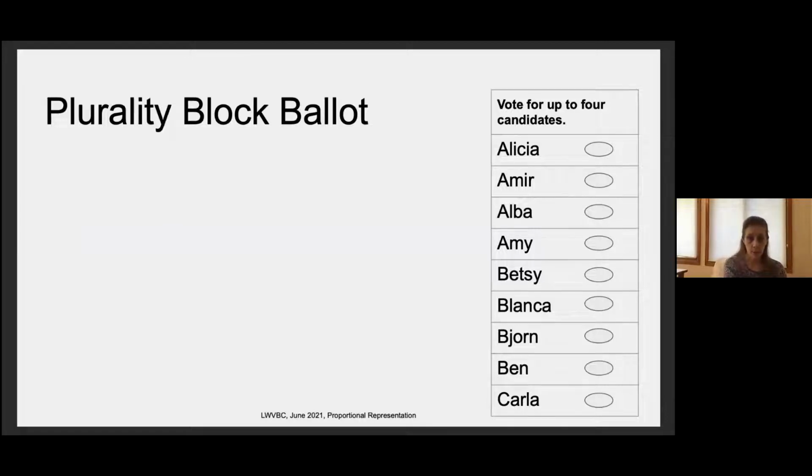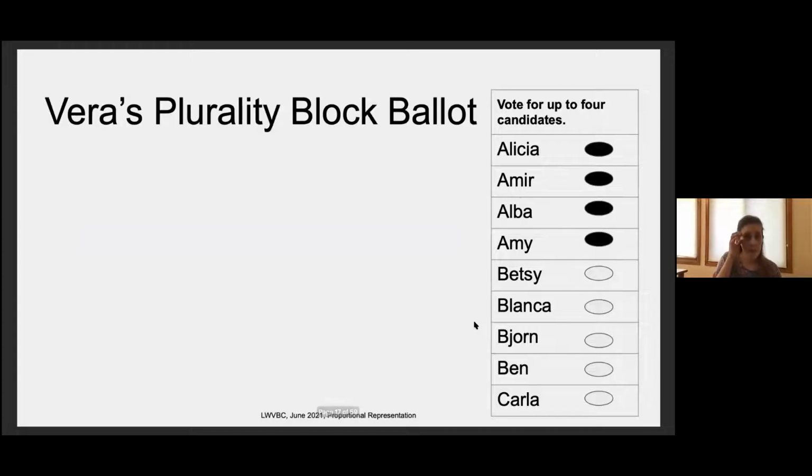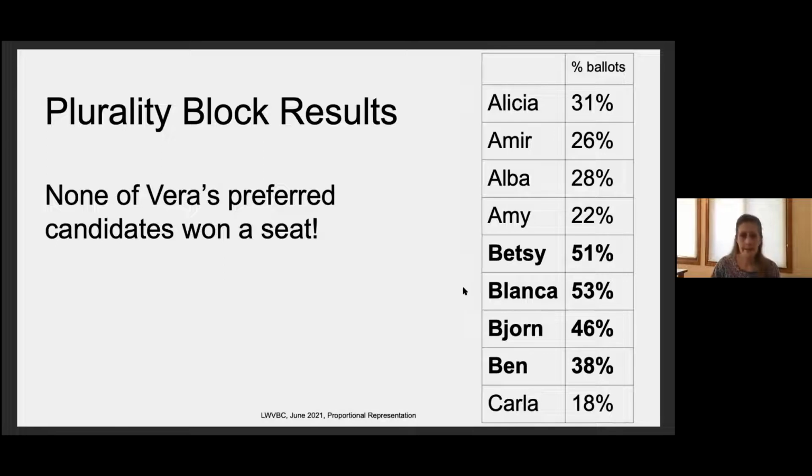This is the system that Boulder currently uses to elect its city council. It's used to elect city councils in a lot of places around the country. And the ballot lists all the candidates running, and Vera gets to vote for 4, since that's the number of seats there are to fill. And of course, since she prefers the A candidates, she votes for all of them. Alicia is her favorite, but she prefers all of the A candidates over any of the others. So what's the outcome? You just tally up all the votes, and the top 4 vote getters win the 4 seats. And since the Bs had plurality support, you can imagine what happens.